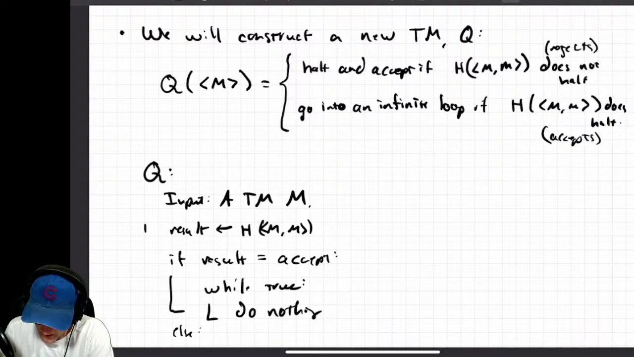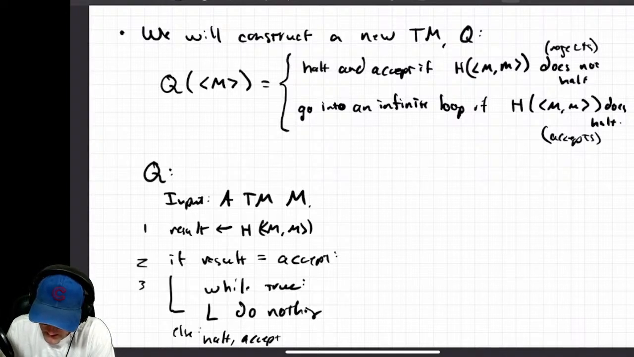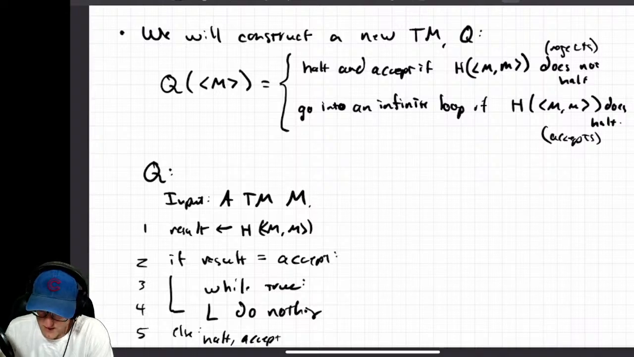I will halt and accept. So this is pretty easy to write. This machine actually does exist. It's just 5 simple lines of pseudocode here.